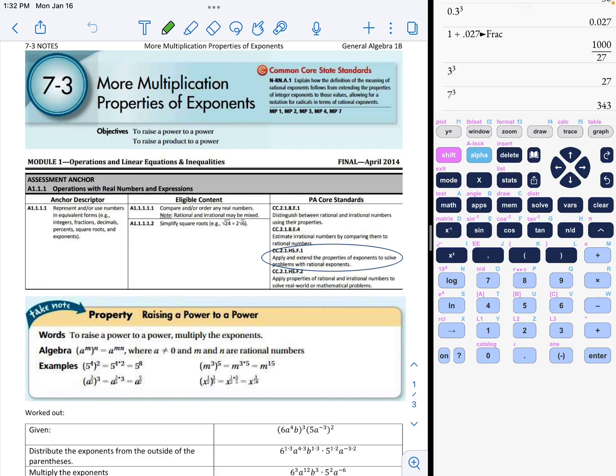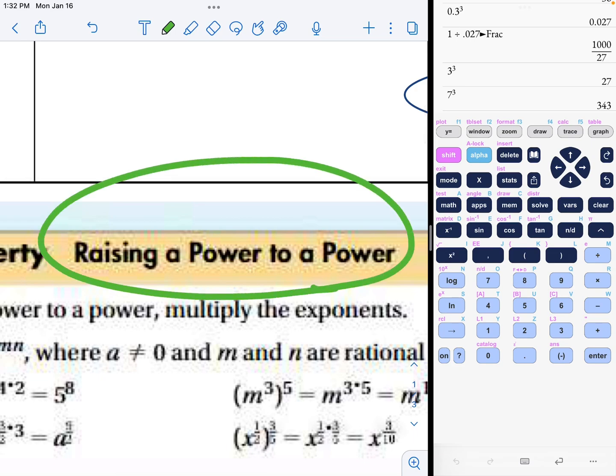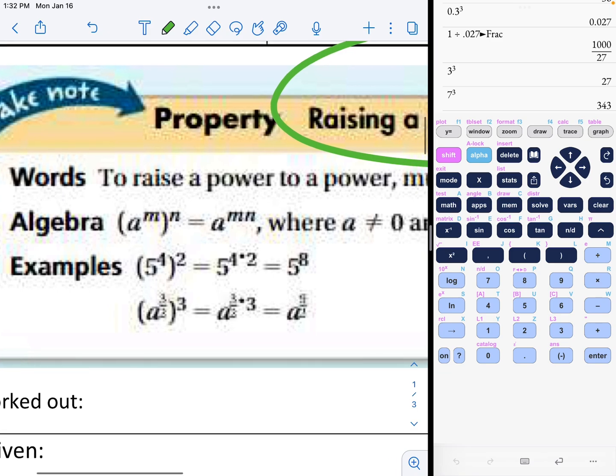Anyway, today we're going to talk about more multiplication properties of exponents because you know what? We haven't had enough fun with the ones we've done so far. So we're going to take some ideas and go a little further with them. So we are going to do raising a power to a power. What you're going to notice today is that the base is not written twice. The base, like A, is only written once.